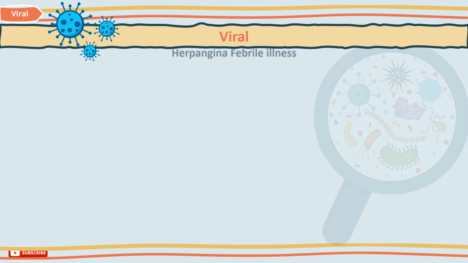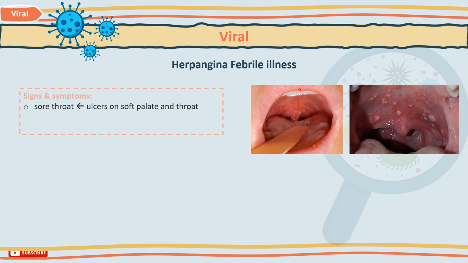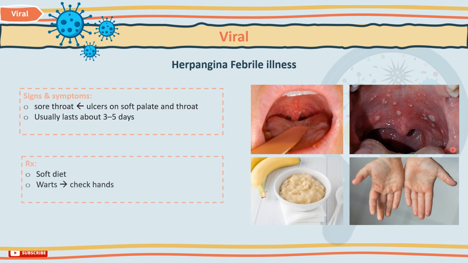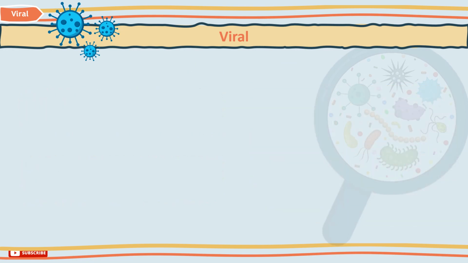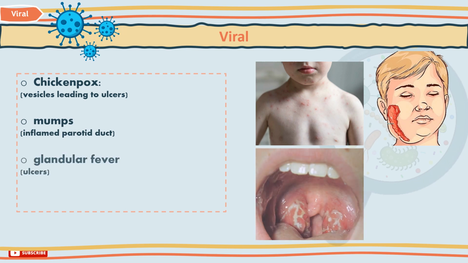Herpangina, a febrile illness. Signs and symptoms: sore throat due to the ulcers on the soft palate and throat. Usually it lasts for about 3 to 5 days. Treatment: soft diet, and note that you should always check the hands for the presence of any warts. And usually it is self-limiting, like most viral infections. Other viral infections that also have oral manifestation include chickenpox, mumps, glandular fever, and measles.